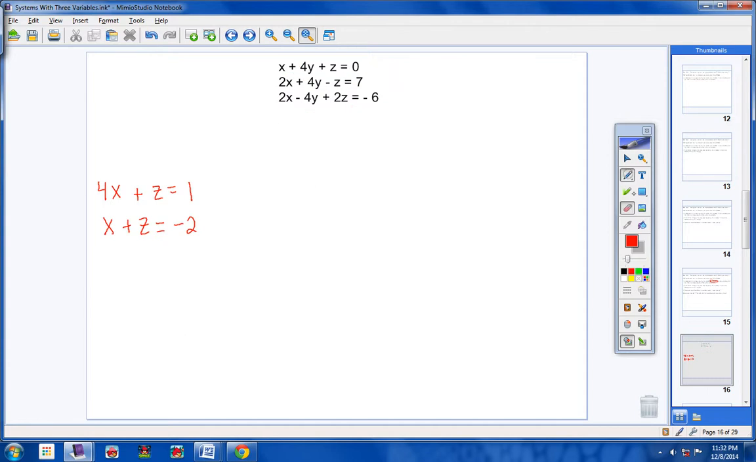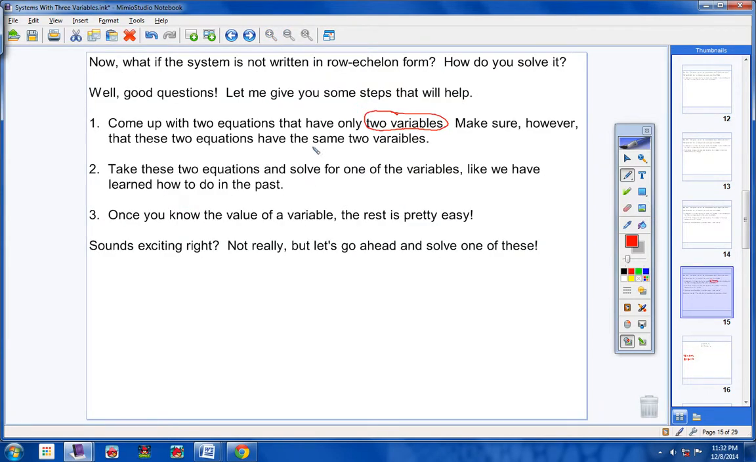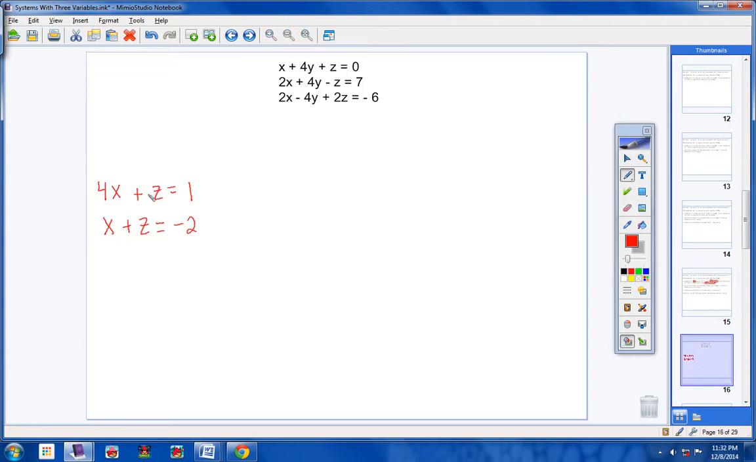So I very easily accomplished step 1. I have come up with how many equations? 2. Both of those equations have how many variables? 2. And notice they're the same two variables, x and z. Well, we know how to solve these. We learned this the other day. It looks like to me the easiest letter to eliminate would be my z's, okay? So I'm going to take this equation here, and I'm going to multiply a negative 1 through to make this z become negative 1. So my top equation stays the same.